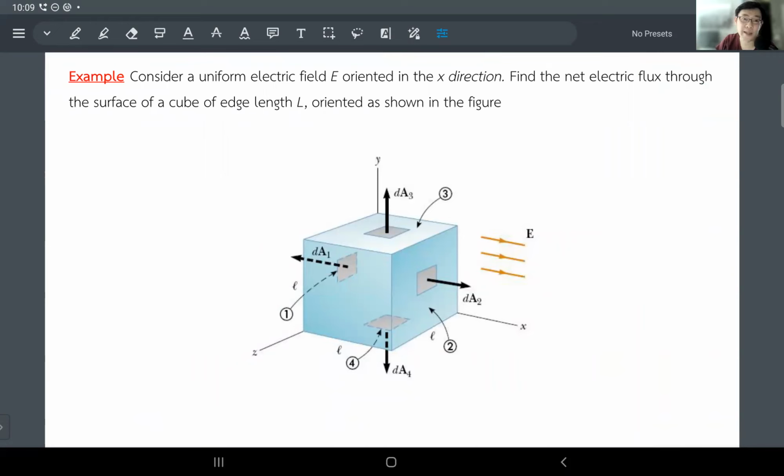Consider a uniform electric field E oriented in the x direction as shown. There are orange electric field lines pointing in the positive x direction there. Find the net electric flux through the surface of a cube of edge length L. So you have a cube sitting there as shown in the figure. All right, guys, what do you think? How are we going to proceed with this? Logically, which surface of this cube is eventually going to get some flux penetrating through?